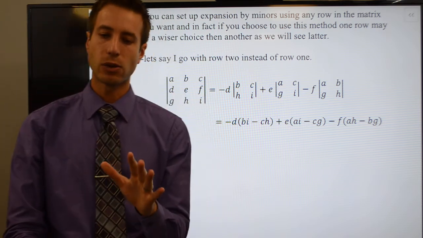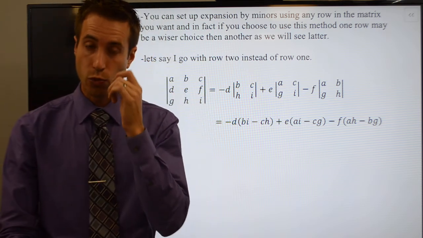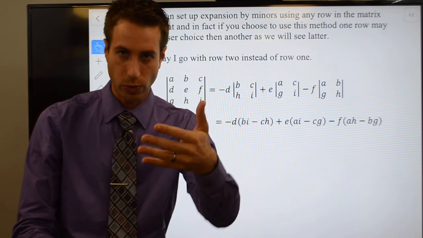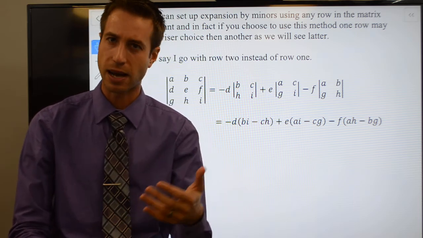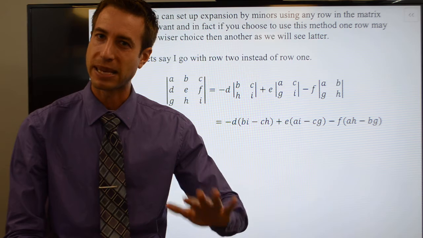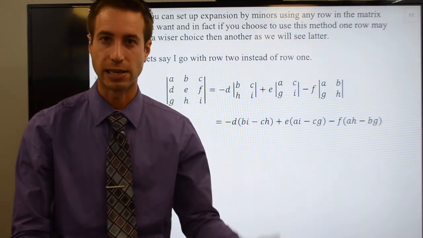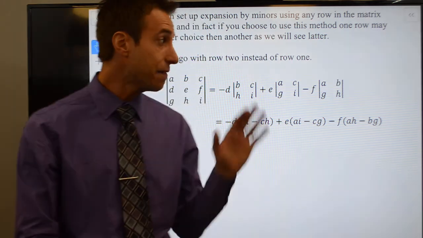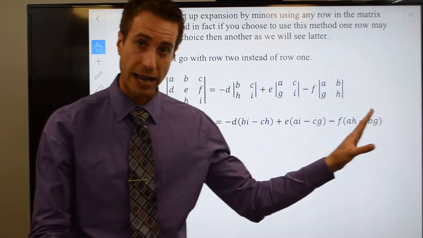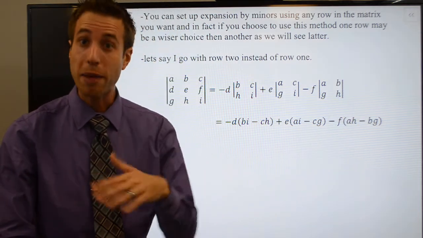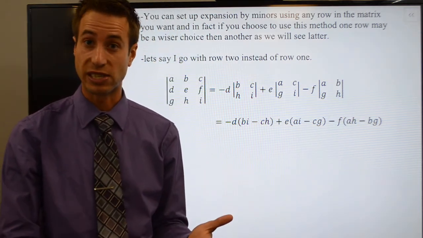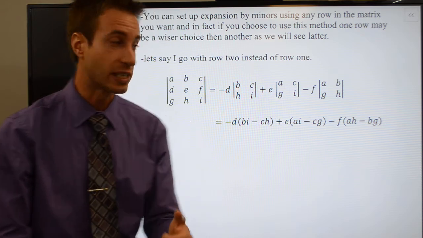And here's the reason why you might want to use the second row. Remember I said that when we have zeros in our matrices, zeros are really our friend because it makes the calculations much simpler. If you did the expansion by minors method, you'd want to pick the row that has the most zeros in it, right? And here's the reason why.